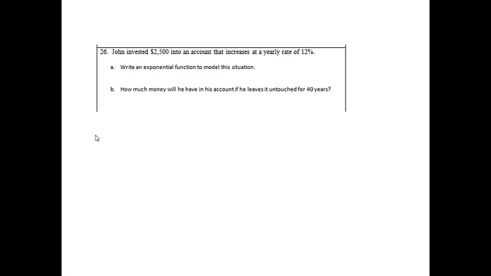Okay, number 26. John invested $2,500 into an account that increases at a yearly rate of 12%. Write an exponential function to model the situation. Okay, so again, if it's exponential, we know we have y equals a times b to the x. Okay, our starting amount is just what he invested, so it's just going to be the 2,500.